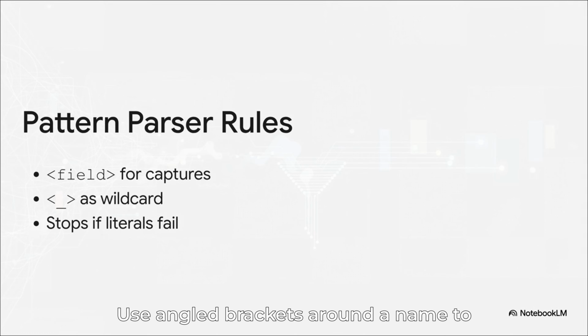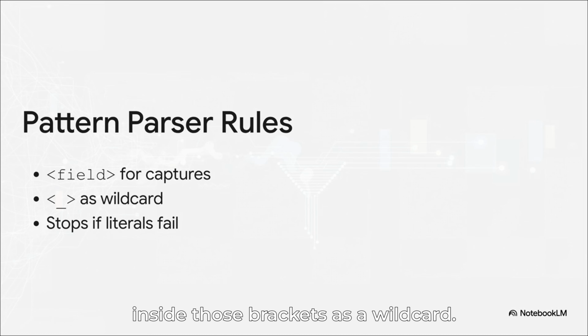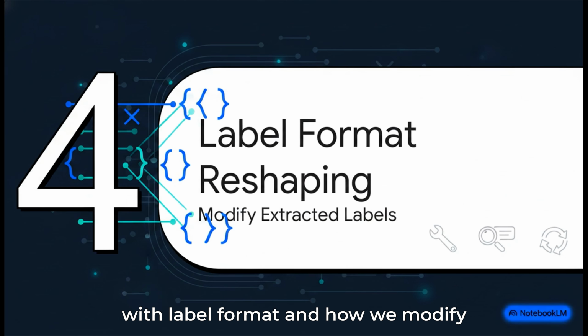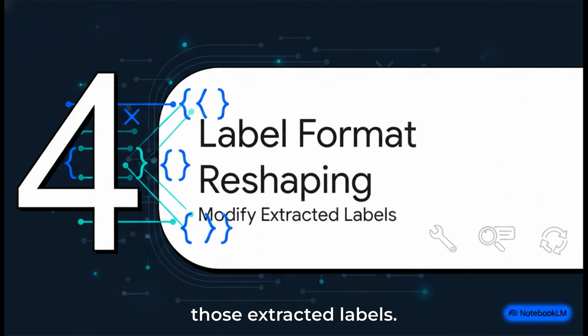Here's the breakdown of how it works. You use angled brackets around a name to explicitly capture a field, and you use an underscore inside those brackets as a wildcard. That just skips over any text you don't actually care about. But here is the real hidden superpower, performance. Because it just tokenizes the log line based on fixed literals, like spaces or dashes, the pattern parser actually saves a ton of CPU cycles. If a line doesn't match your literal template, it just stops processing instantly. So it's incredibly fast and it's super readable. A total win-win.